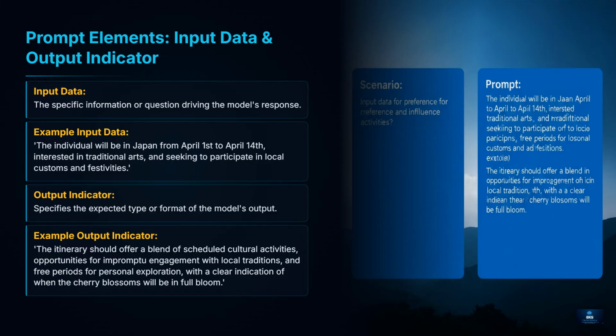Building on our Japan itinerary, the input data provides the factual details the model needs to work with, like travel dates and specific interests. The output indicator is equally critical, as it tells the AI how to present the information. For example, a blend of activities and flexible periods, clearly noting bloom times. In practice, this ensures the AI delivers a structured, useful itinerary, not just a random list. Here's why companies care. Defining these up front creates predictable and user-friendly AI outputs, and that means your users get a well-formatted, complete response every time.